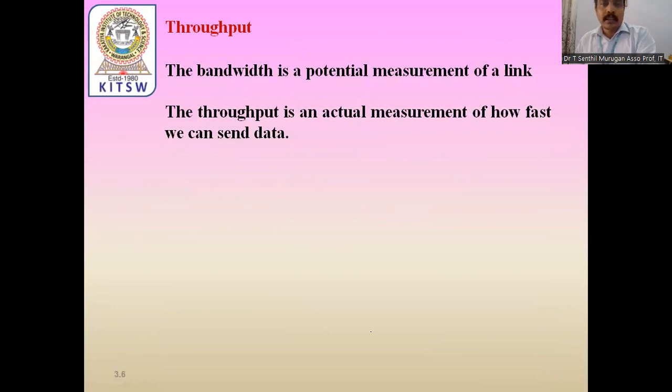Next one, throughput. What is the throughput? The bandwidth is a potential measurement of the link. The throughput is an actual measurement of how fast we can send the data. So that means in a particular time, how much data we transmitted from source to destination, that is throughput.